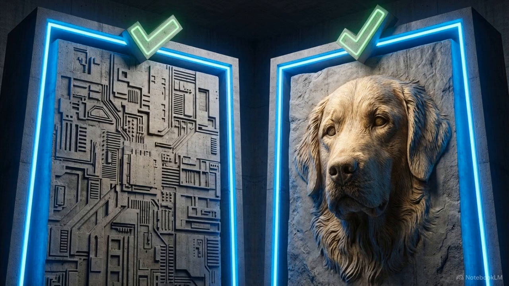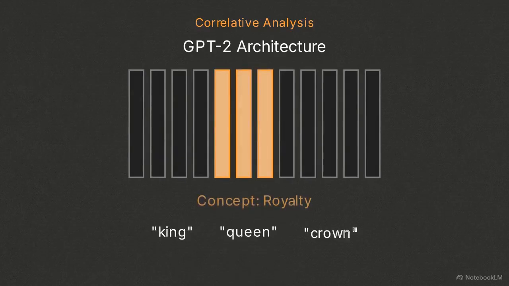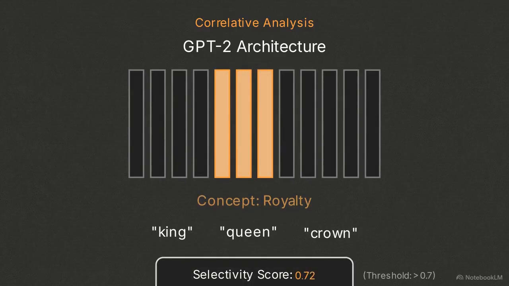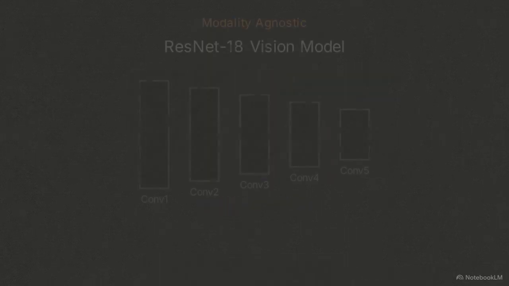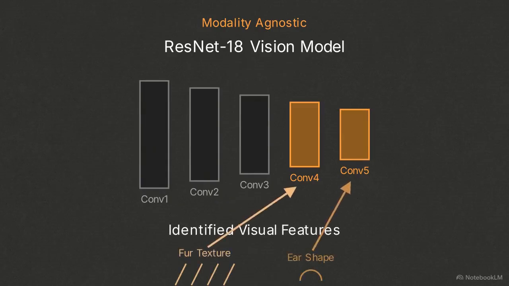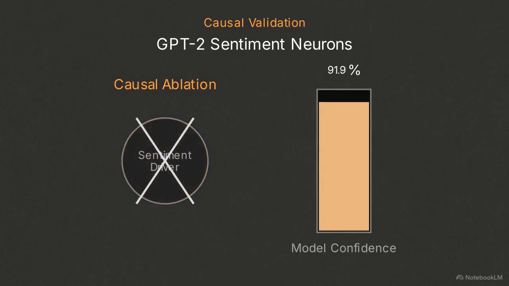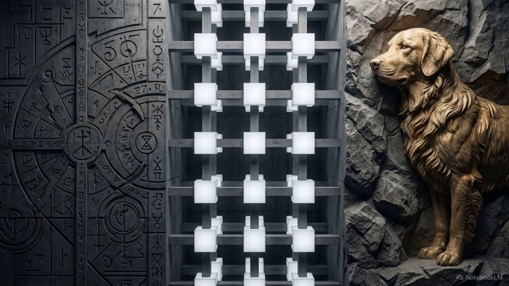Real-world validation data confirms the efficacy of this automated pipeline across different architectures. In GPT-2, the concept of royalty is physically isolated to layers 5 through 7. These neurons showed a selectivity score above 0.7 when tested against concepts like king, queen, and crown. In the ResNet vision model, the features for canine fur texture and ear shape are located in convolutional layers 4 and 5. Causal tests on GPT-2 sentiment neurons resulted in a model confidence drop exceeding 15% when the nodes were ablated. These repeatable findings demonstrate that models, whether processing text or images, encode semantic meaning through consistent mathematical structures.